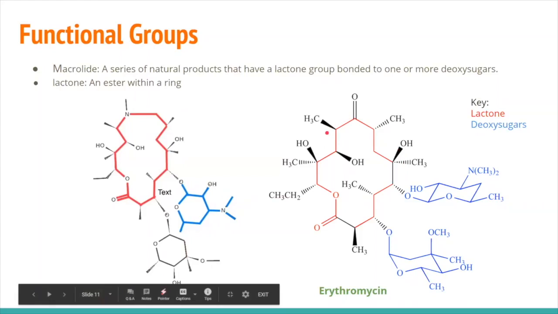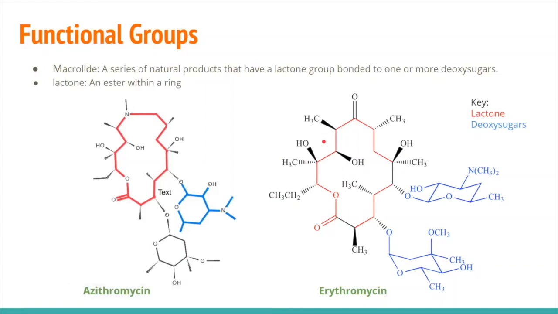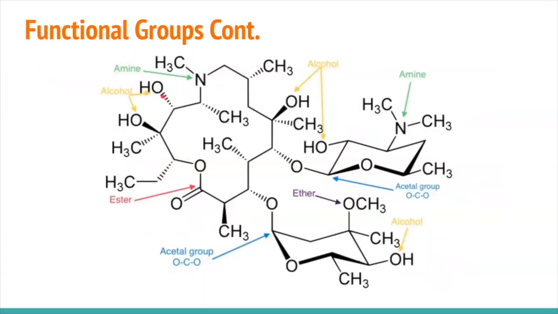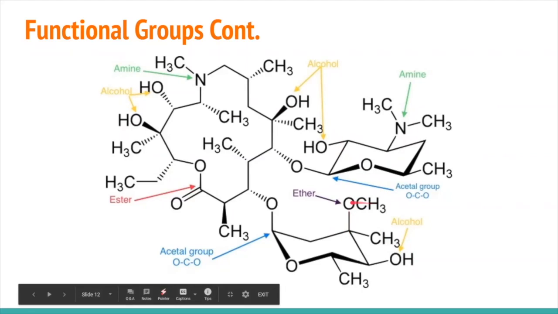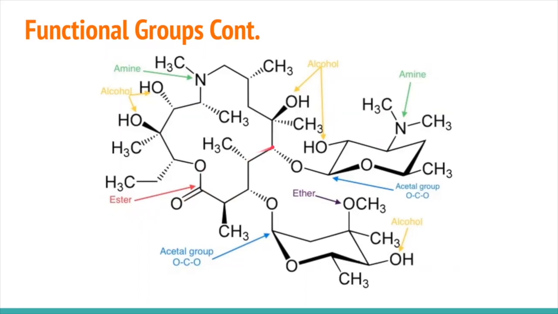This is another example of a macrolide, which is erythromycin. And we can also see the lactone group labeled in red and 2 deoxysugars labeled in blue. For other functional groups, we found 2 tertiary amine groups, one right here and one right here. We found 5 alcohol groups labeled in yellow, 1, 2, 3, 4, 5. We also found 1 ether group, which is connected to the deoxysugar, as well as 2 acetyl groups, which are OCO groups, as seen here. This was tricky to find in the beginning because it looked like 2 ether groups, but it is actually 1 acetyl group. Here we see again the ester group, which is within the big lactone ring or lactone group.